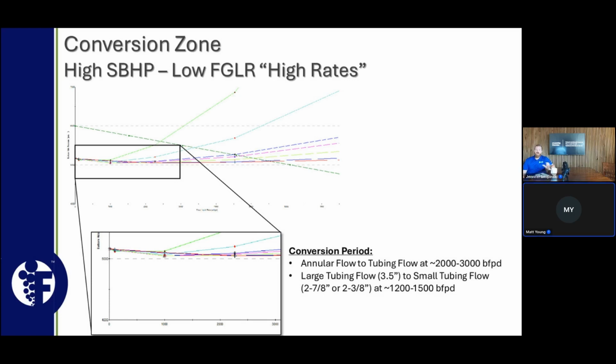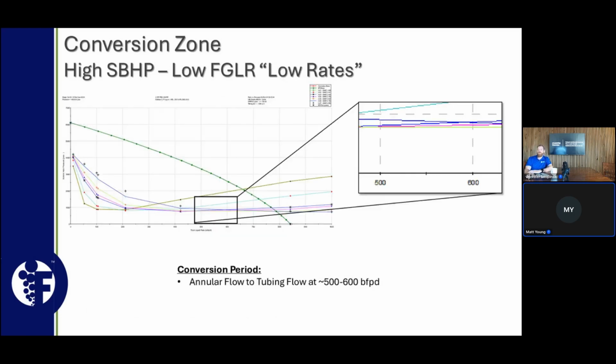So you can see that as our GLRs decrease or increase, that conversion time or that conversion period changes as well. So the way I like to look at it is the higher GLR you have, the longer you can flow it under that large flow area. The lower that GLR is, the shorter period of time you can flow under that large flow area before you need to convert. And then, of course, with lower rates, lower GLRs, we need to convert in a very short period of time, meaning that our benefit of annular flow is going to be pretty small, or it's going to be a very short window of time before we have to convert.